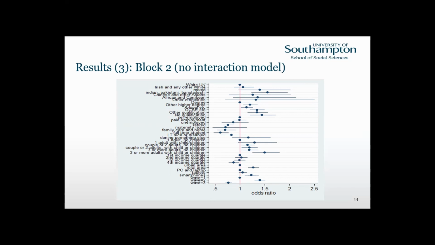Those who are retired, who provide family care or full-time students have lower odds of straight lining when compared to those self-employed. Those who live in larger households have also higher odds of straight lining when compared to single-person households, similar results to what we found in block one. Those in highest income quartile have lower odds of straight lining when compared to the ones with the lowest income. Those in rural areas have higher likelihood of straight lining than those in urban areas. And those using smartphones have higher likelihood of straight lining when compared to those using PCs for survey completion, which is quite interesting result for us as well.